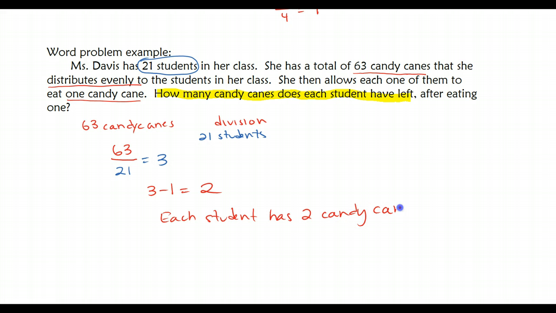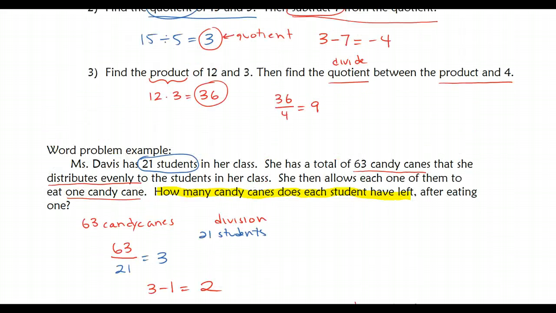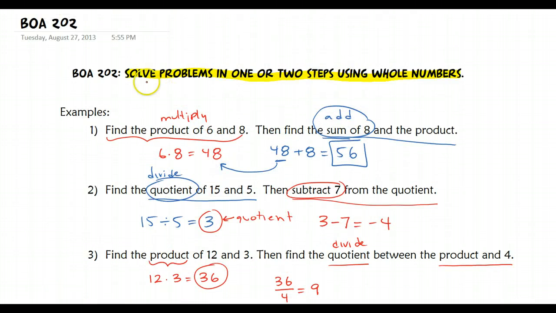So this is BOA Skill 202, and it's working with problems in 1 or 2 steps using whole numbers. So in each problem here we did 2 mathematical operations in order to get our final answer.